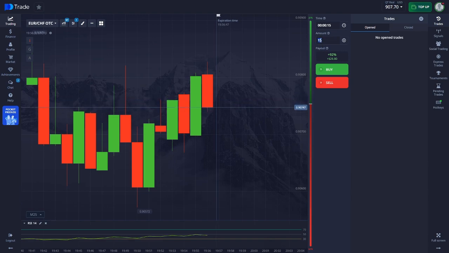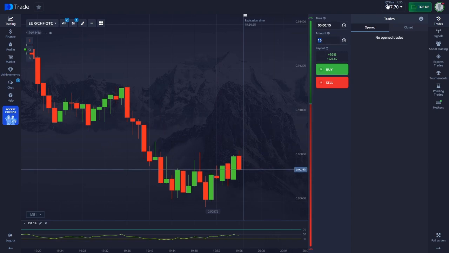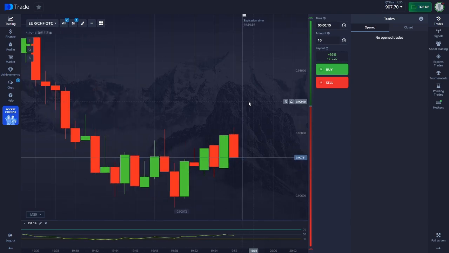The deposit for each transaction is $900. Maybe, well, let's make it $10. We'll lower it a little because the situation is unclear. We open for an increase.